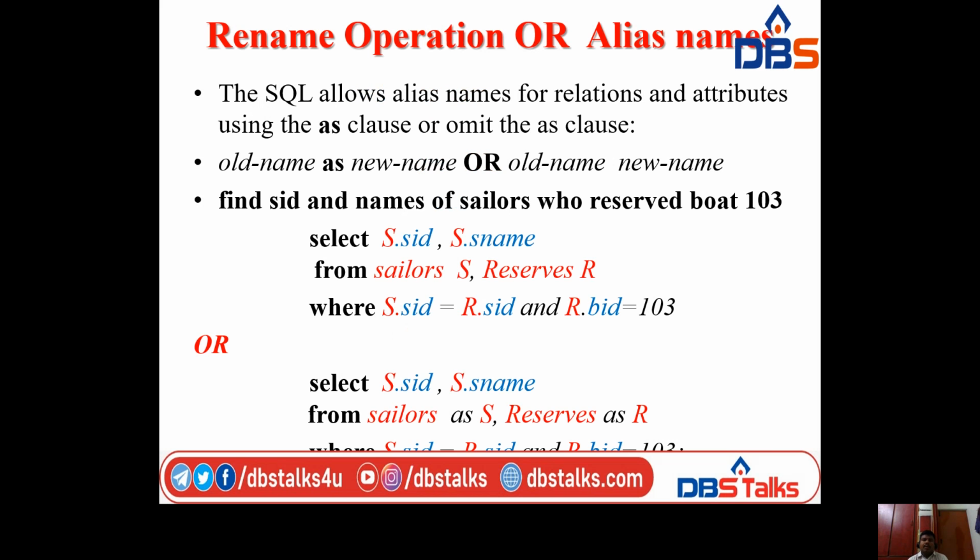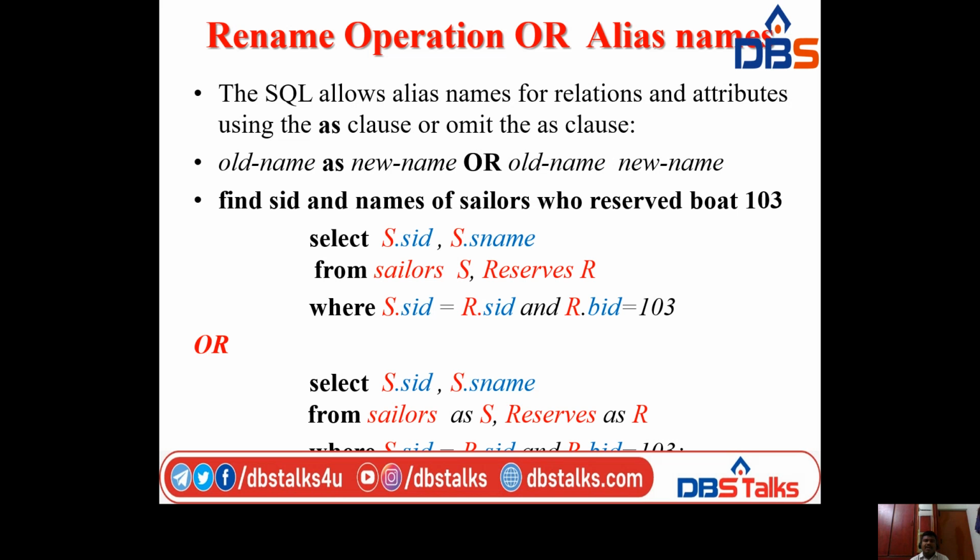Now coming to the rename operation or alias names. You already discussed some of the things here. SQL allows alias names for relations and attributes using the as clause, or you can omit the as clause. By using as, we are specifying the relation, that means synonyms, or we can do it without the as clause: old name as new name, or old name space new name. Either one is possible.